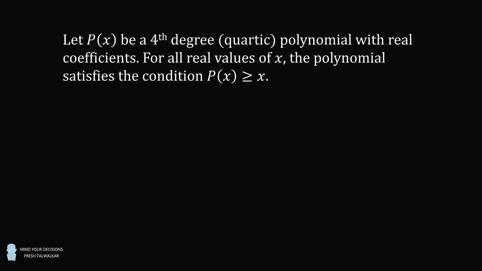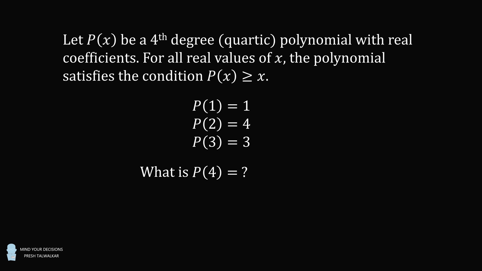Let P(x) be a fourth degree quartic polynomial with real coefficients. For all real values of x, the polynomial satisfies the condition P(x) is greater than or equal to x. Now suppose P(1) is equal to 1, P(2) is equal to 4, and P(3) is equal to 3. What is the value of P(4)?